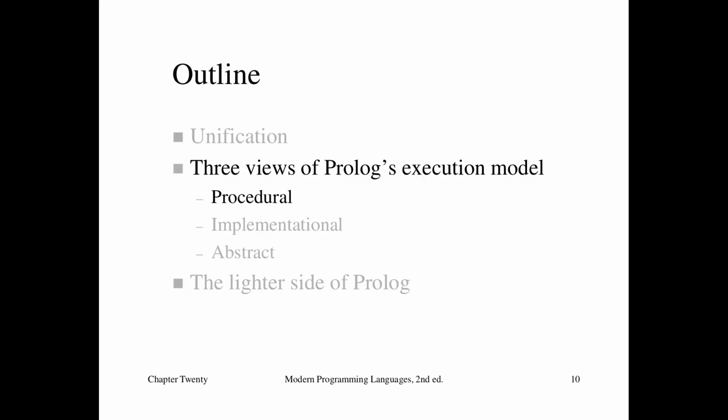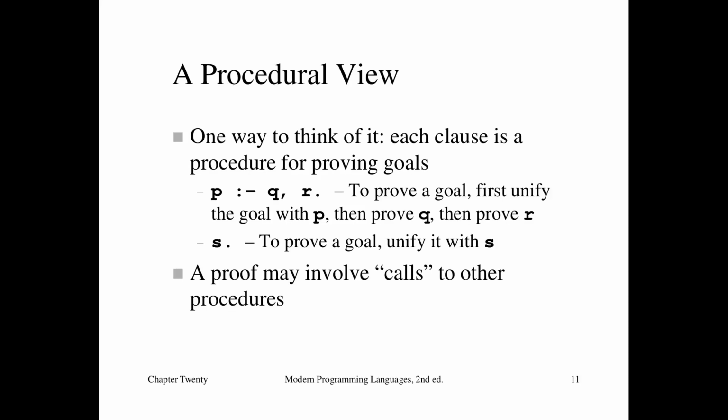So there are three different views of the Prolog execution model. We talked about them in the previous lectures, so we'll continue here. We have the procedural view, the implementational view, and the abstract view. Procedural view: one way to think about the Prolog execution model is that each clause is a procedure for proving goals. So anytime we define a clause, for example, P, which is made up of Q and R, to prove a goal, first unify the goal with P.